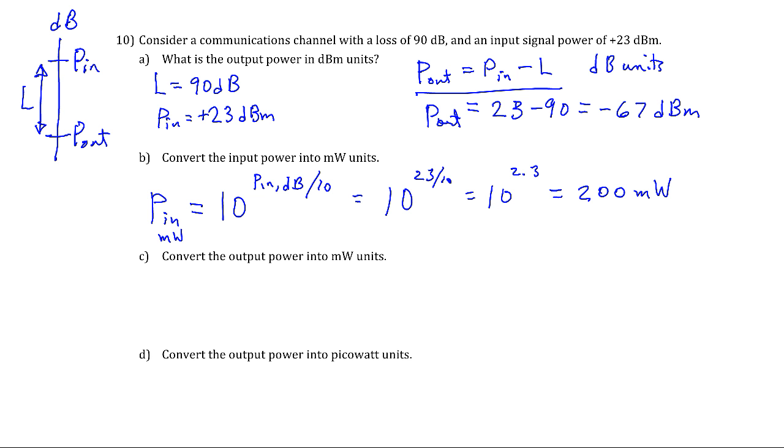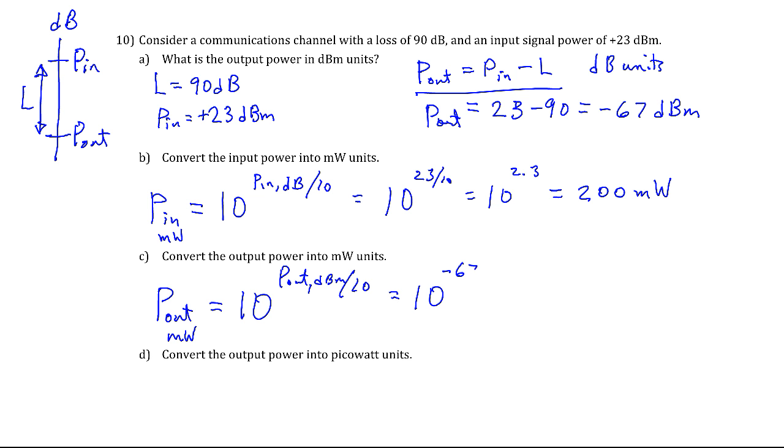The output power, P out in milliwatts, is 10 raised to the P out dBm over 10, or 10 to the minus 67 tenths, or 10 to the minus 6.7, and that is 1.99 times 10 to the minus 7. Let's call that 2e minus 7 milliwatts. Wow, that's a lot of loss.